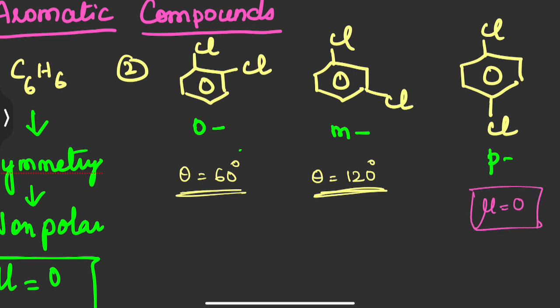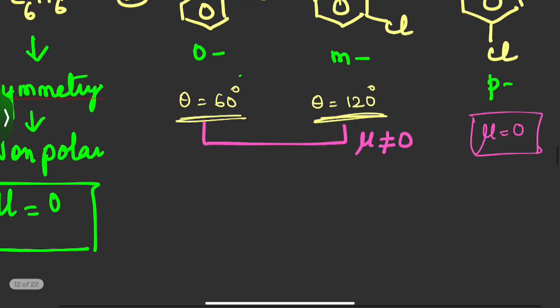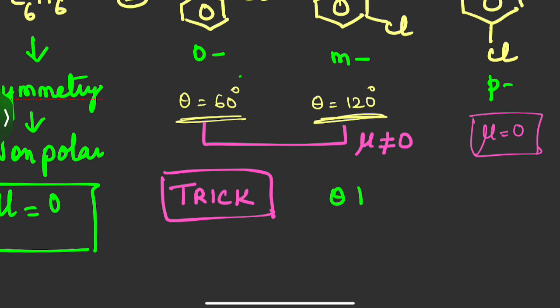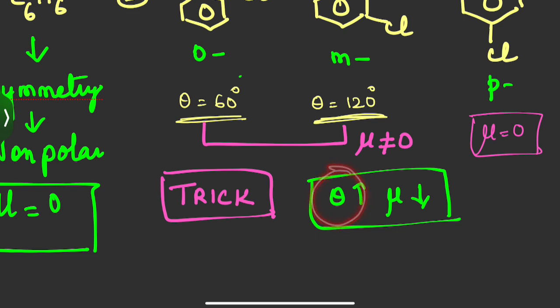But in these two, dipole moment is not equal to 0. But where is it more and where is it less, we have to find. For that, remember this trick. The trick we are using here is: as theta increases, that is as bond angle increases, dipole moment will decrease. So they are inversely proportional to each other.